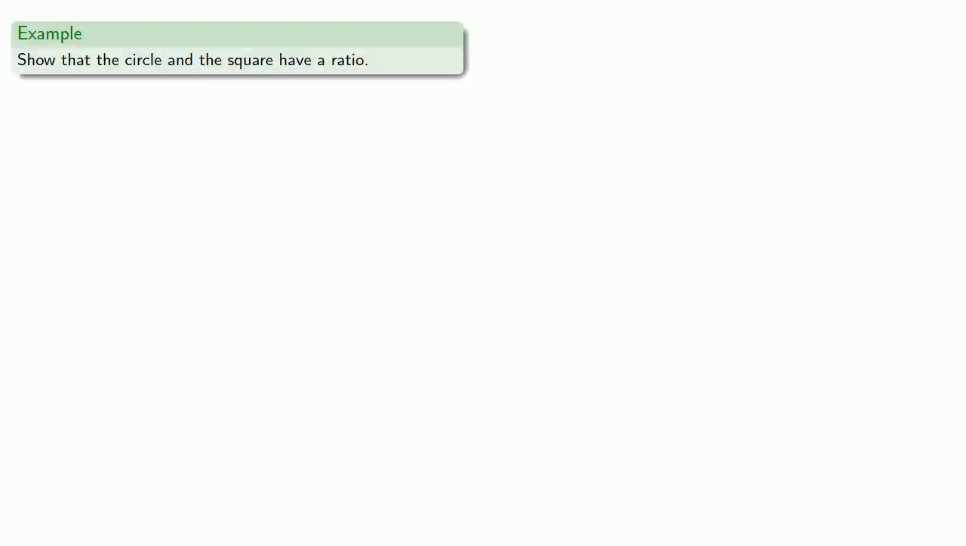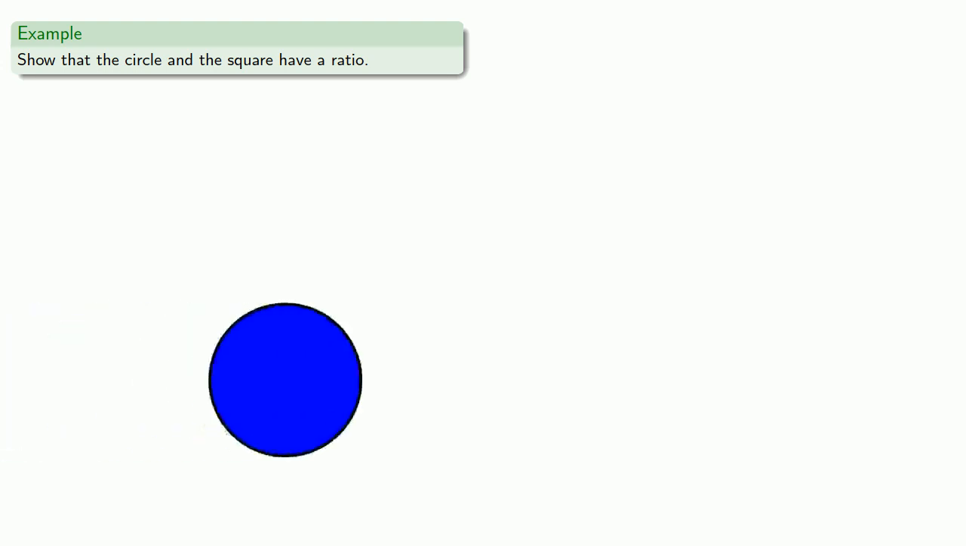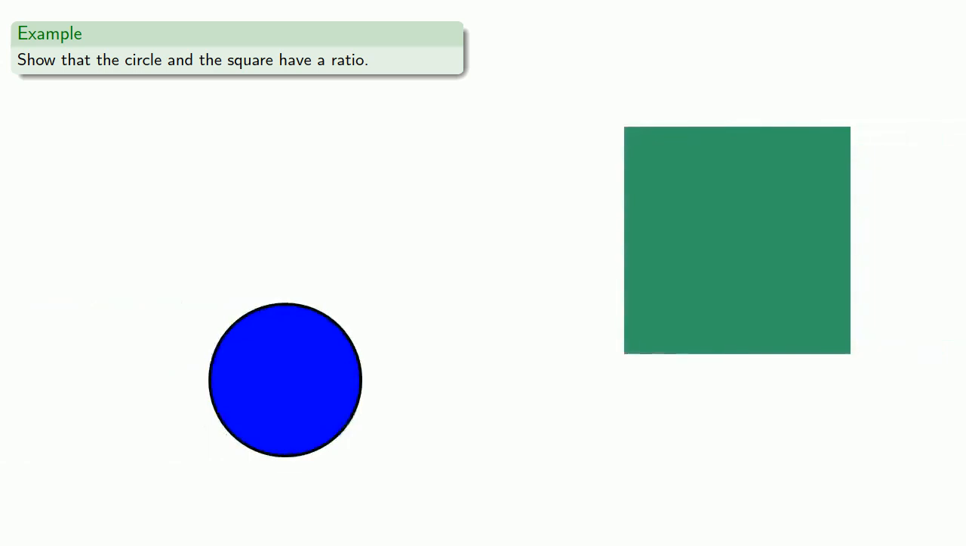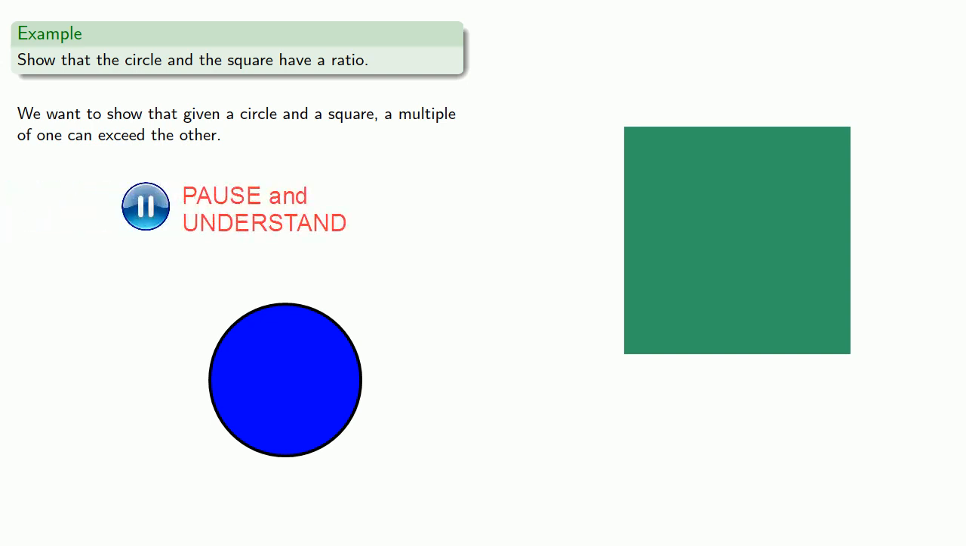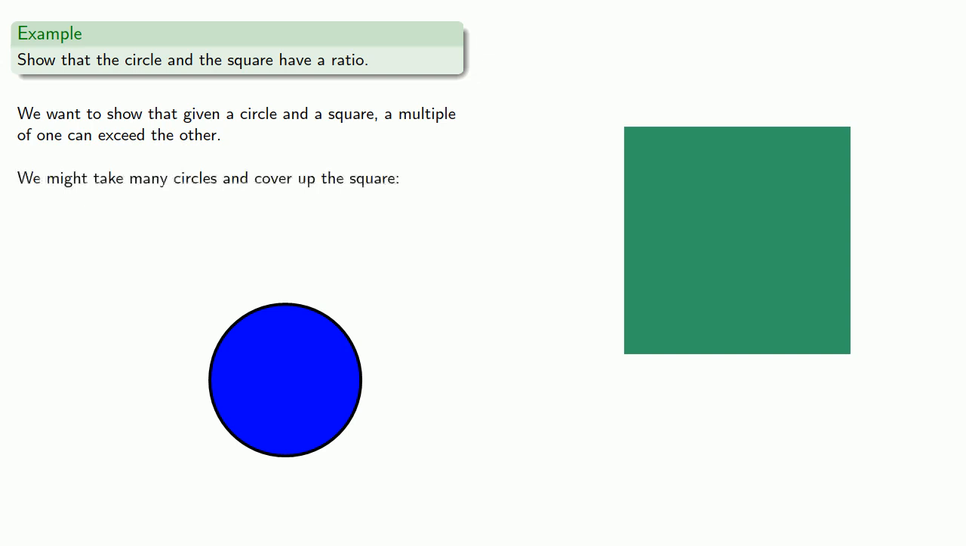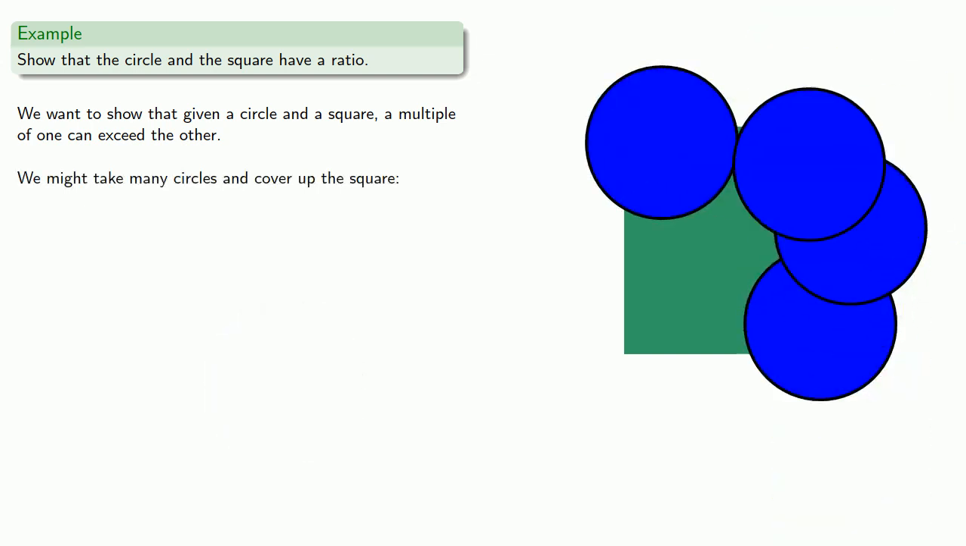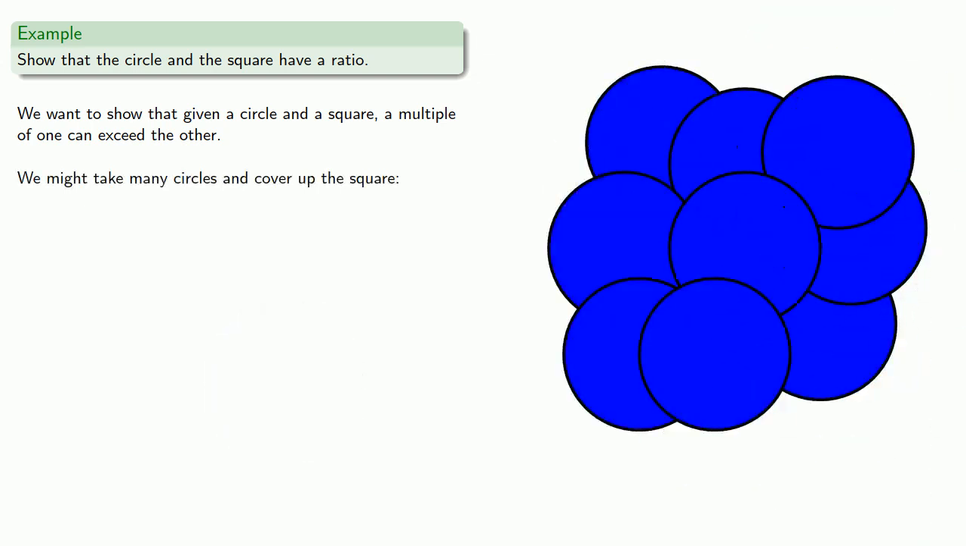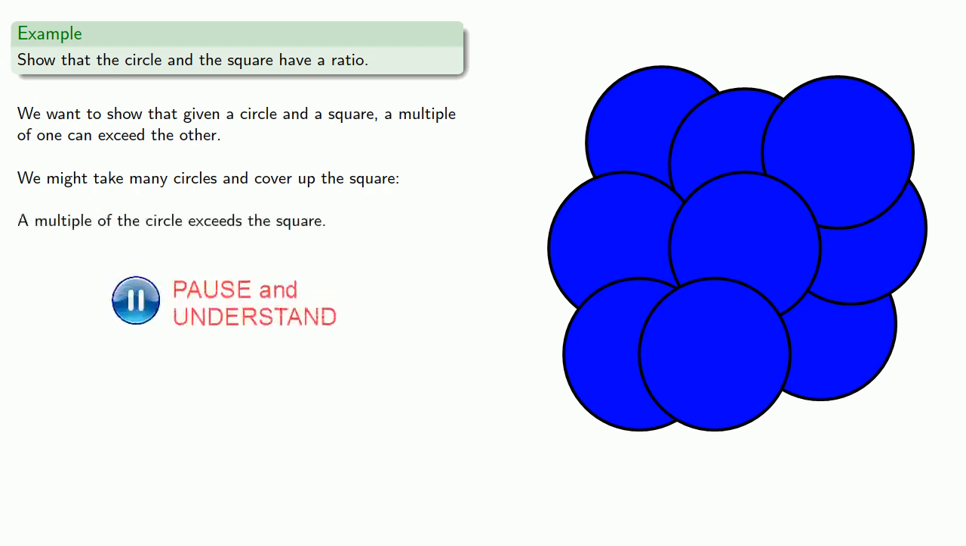Let's show that the circle and the square have a ratio. So the idea here is, if I have a circle and I have a square, I want to show that given a circle and a square, a multiple of one can exceed the other. And in this case, we might take many circles and cover up the square, and so a multiple of the circle exceeds the square.